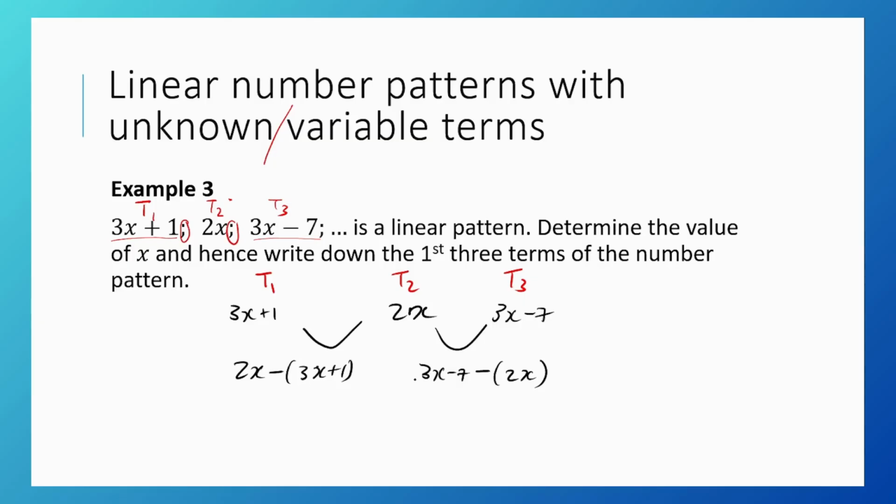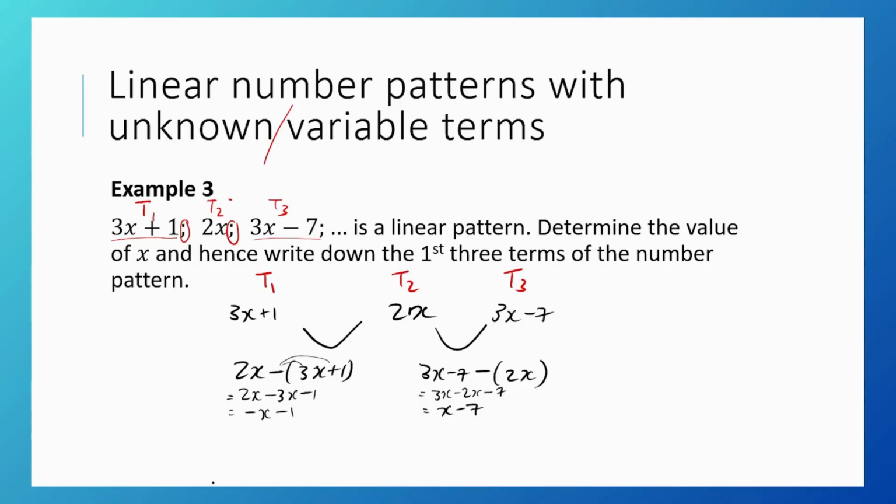So now we have 2 expressions. Let's just quickly simplify this one. So this is 2x minus 3x minus 1, right? Because this minus changes both signs. And therefore, this is going to be negative x minus 1. Similarly here, we have 3x minus 2x minus 7. So we have x minus 7. And now we have our 2 expressions simplified, so it's a bit easier to work with.